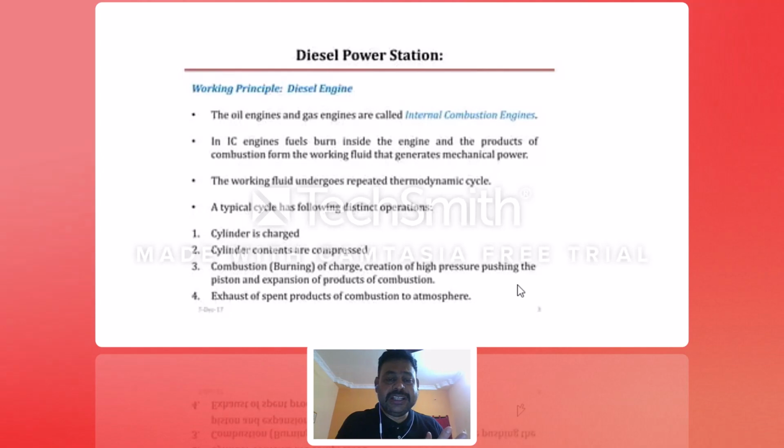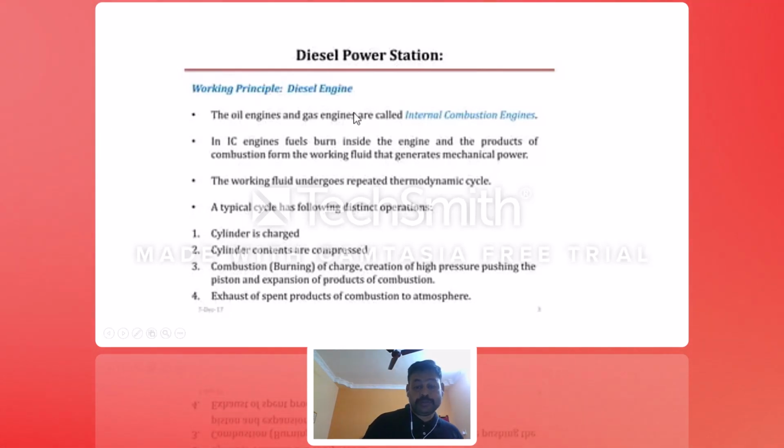Again, we are generating heat energy, converting it into steam. Then again, the kinetic energy of the steam is utilized to provide the mechanical energy that, as per Faraday's law of electromagnetic induction, gives you the power generation.